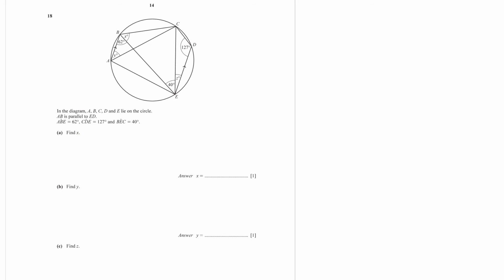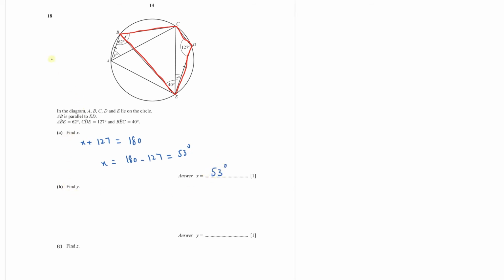So if you look at this quadrilateral BCDE, let me mark this BCDE, and this. So this is a cyclic quadrilateral because all four vertices lie on the circumference of the circle. So you know the property that the opposite angles of a cyclic quadrilateral sum up to 180. So x plus this 127 should be equal to 180. So x is 180 minus 127, which equals 53 degrees. So this is 53.